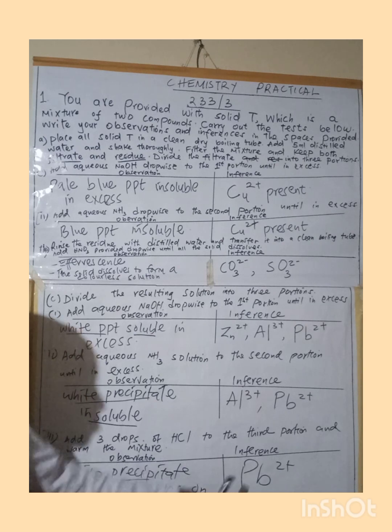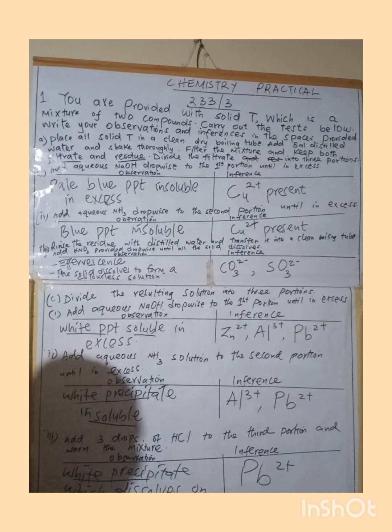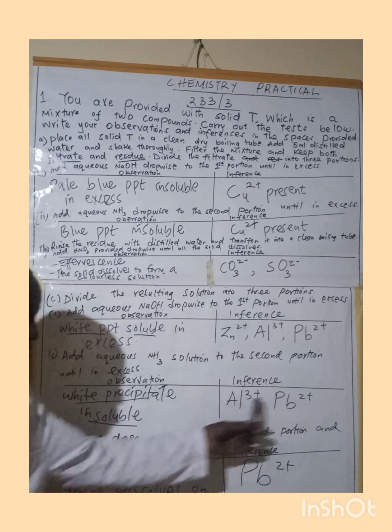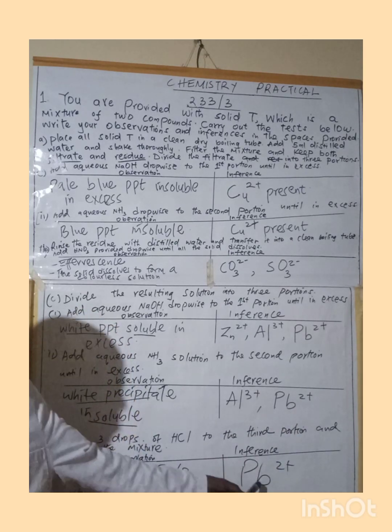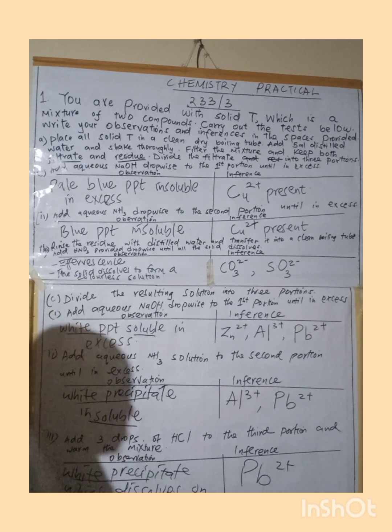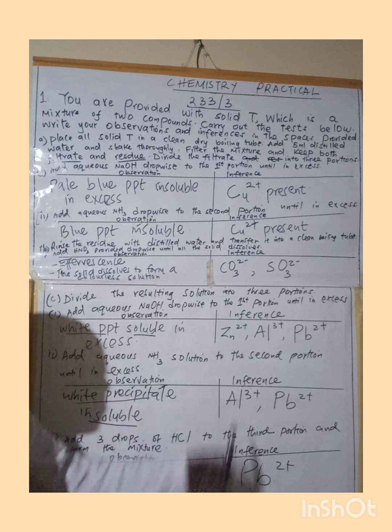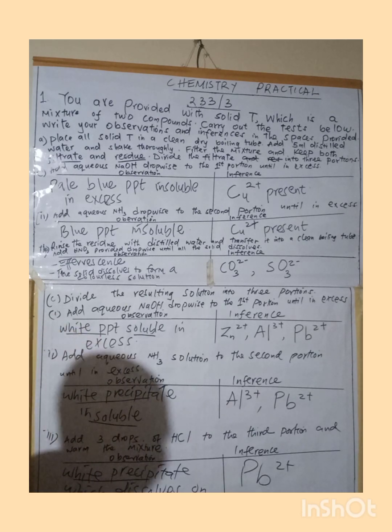Alternatively, you can be given sodium iodide to differentiate between the two. So if you see a yellow precipitate, then you confirm lead ions. If no yellow precipitate is formed, you confirm aluminium ions.